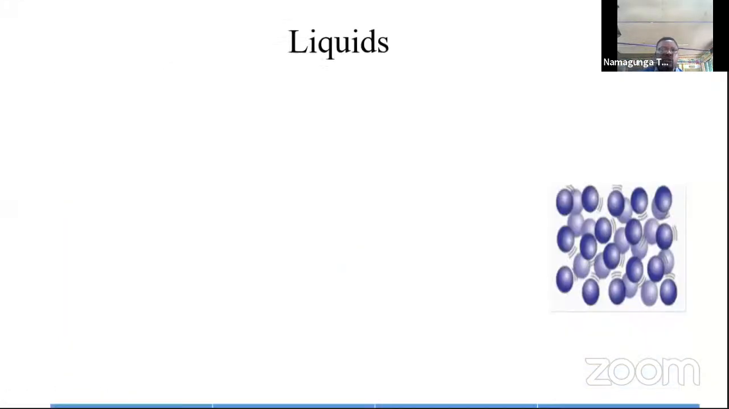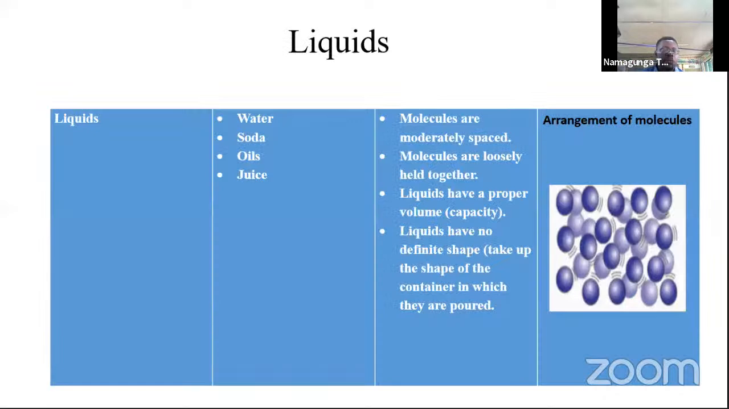So then we also said we look at the arrangement. Before we look at the arrangement, let's look at the characteristics of liquids. Owengabo, please, can you read for us the first characteristic of liquids? Molecules are moderately spaced. Wow, they are moderately spaced. Thank you so much. When we say they are moderately spaced, it means they are not very closely packed and they are not far apart. Just in the middle there, moderately.